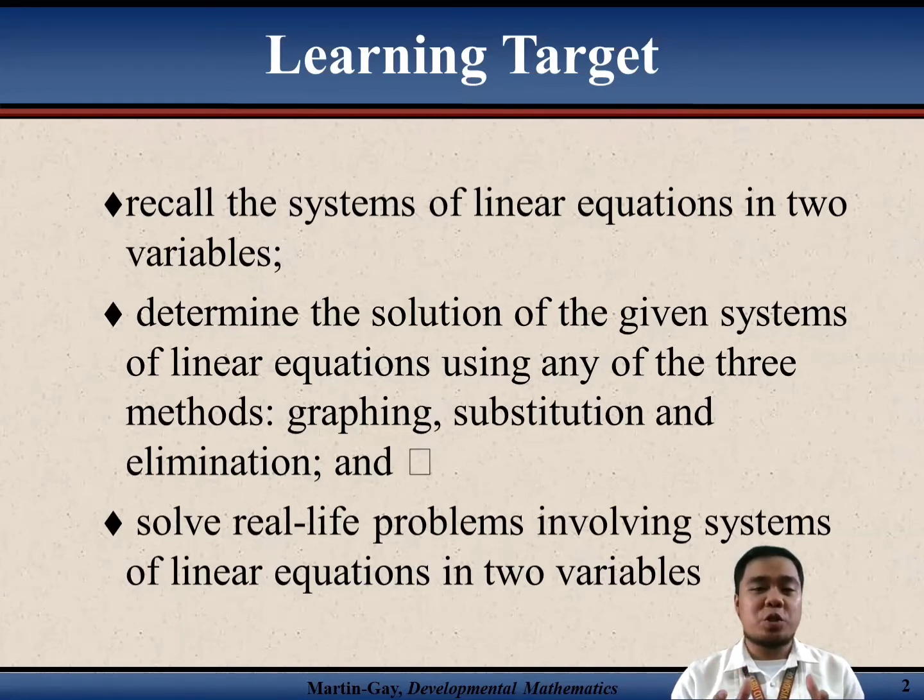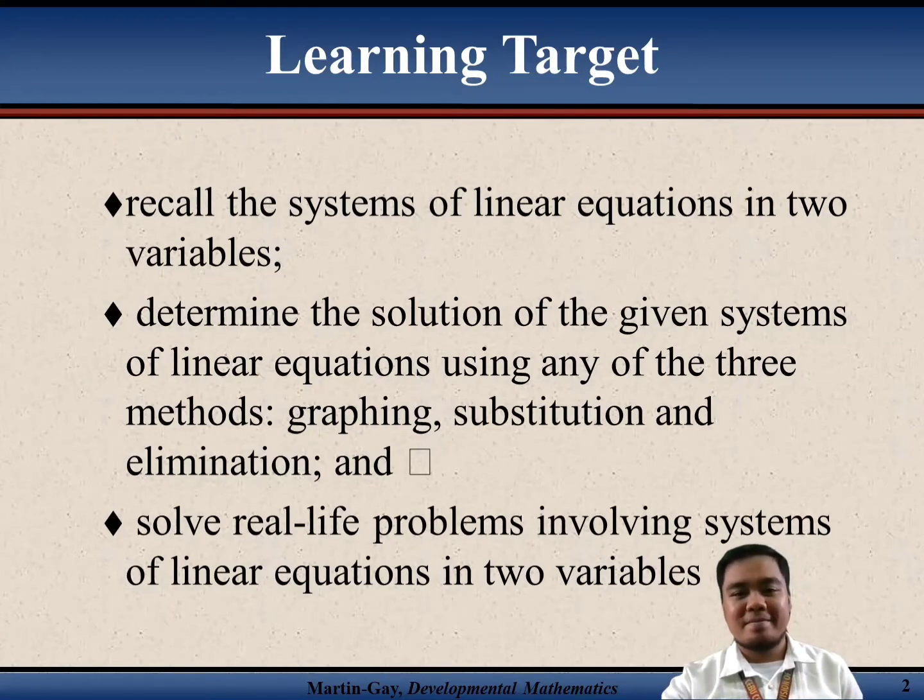We will be able to recall the systems of linear equations in two variables. We will also determine the solution of the given systems of linear equations using any of the three methods, that is graphing, substitution, and elimination. And of course, by its application, we will solve real-life problems involving linear equations in two variables.